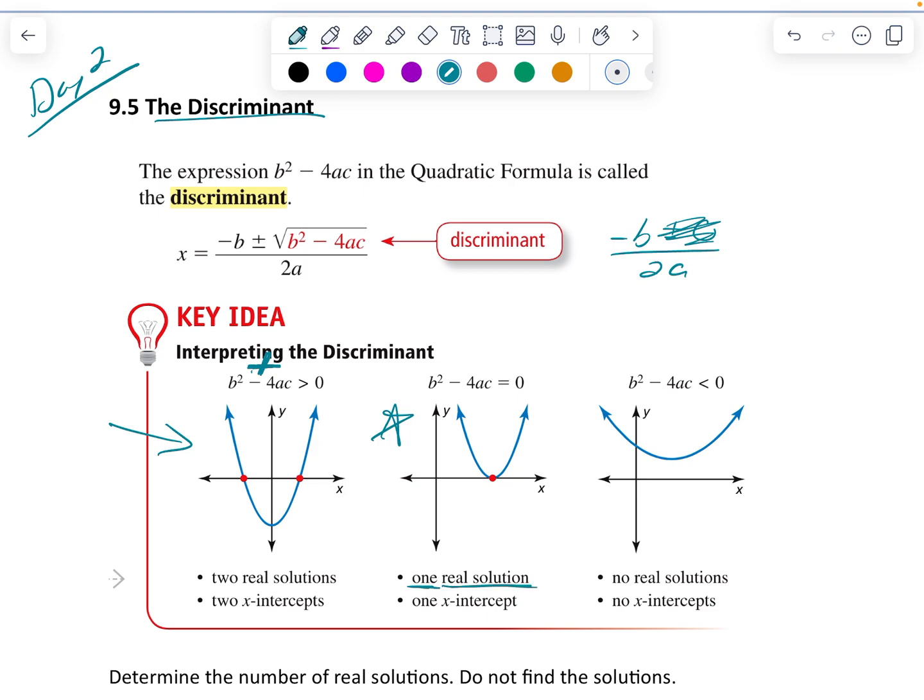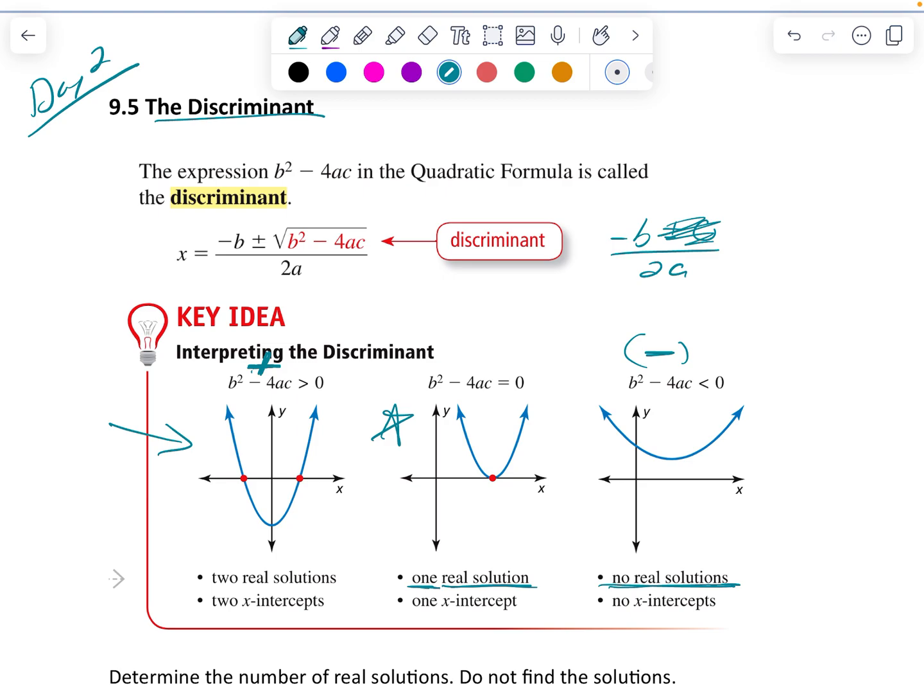And then if what's in the square root is negative, we can't take the square root of a negative number. Remember, that's a no solution. And so that's what happens, no solution. We can't take the square root of that. You'll learn about that in Algebra 2, but for now, that means no solution.